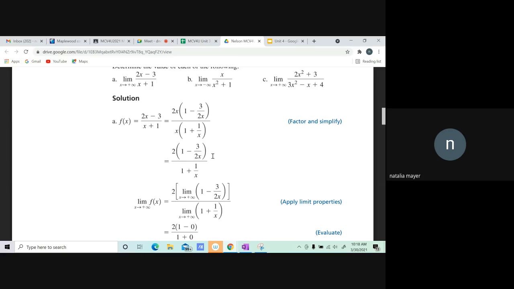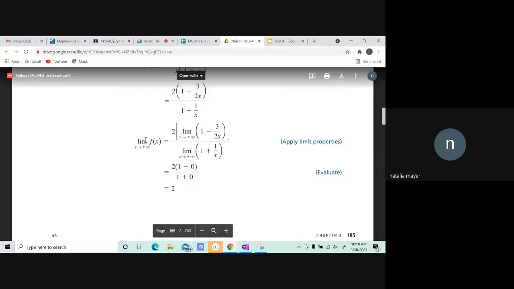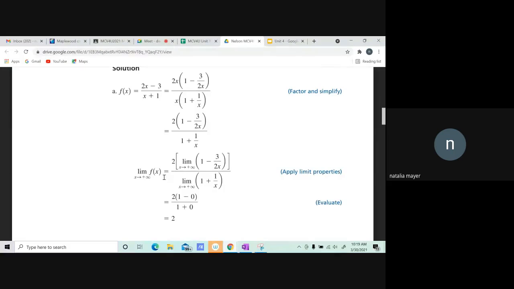Now this function is ready for us to apply the limit. In this step, I'm going to evaluate the limit of the function. This is probably the only time in our course when the properties of the limit are very helpful. If you remember, finding the limit of a fraction or quotient is the same as finding the limit separately of the numerator and denominator.